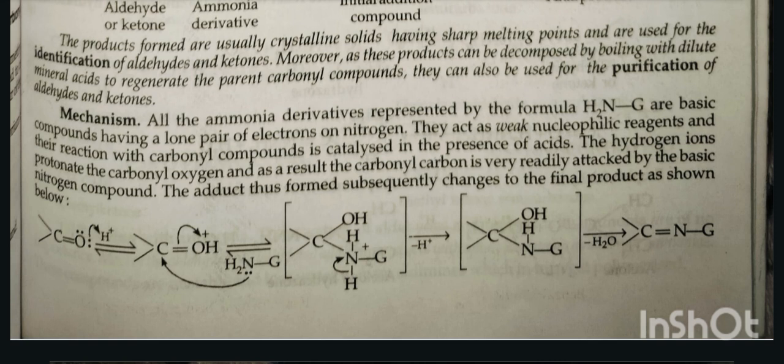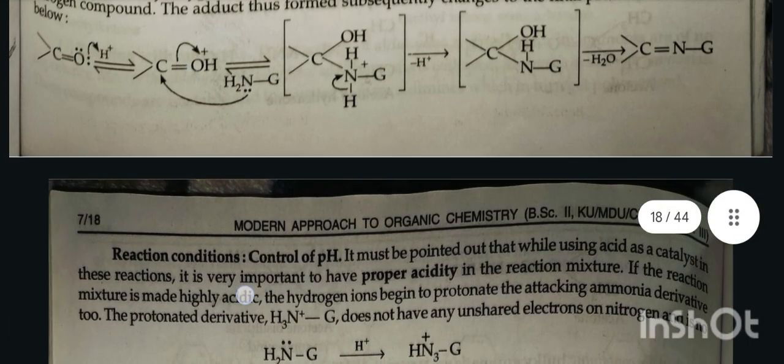Mechanism. All the amino derivatives represented by the formula H2NG are basic compounds having a lone pair of electrons on nitrogen. They act as weak nucleophilic reagents and their reaction with carbonyl compounds is catalyzed by acid. The hydrogen ions protonate the carbonyl oxygen, and as a result the carbonyl carbon is very rapidly attacked by the basic nitrogen compound. The adduct thus formed subsequently changes to the final product as shown below.